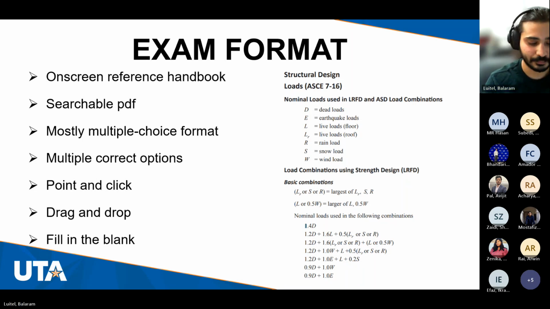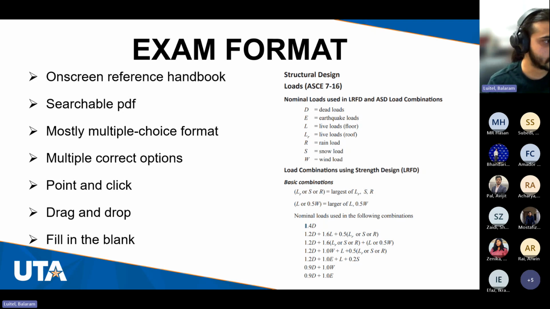Similar to the PE exam, if you try to find the equations or the references during the exam period, and if you do not know where those materials are in the handbook, then a lot of time will be killed on that, and you may not be able to attempt all the 110 questions. It's a searchable PDF, so if you know the exact section, you can go and search.